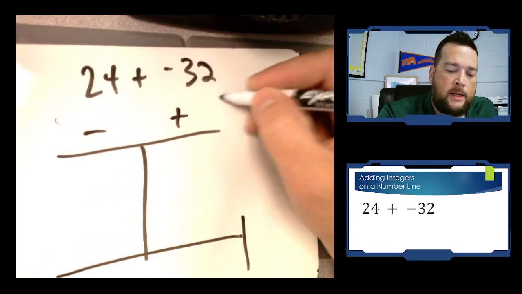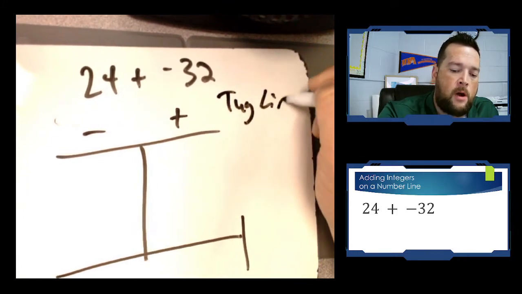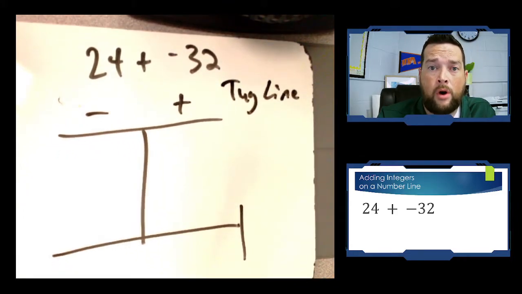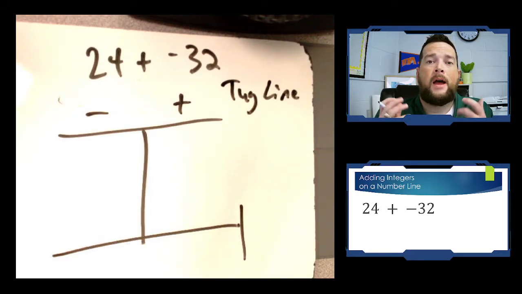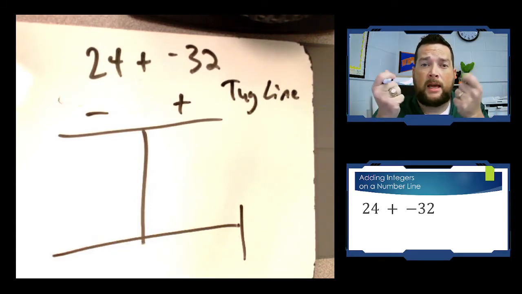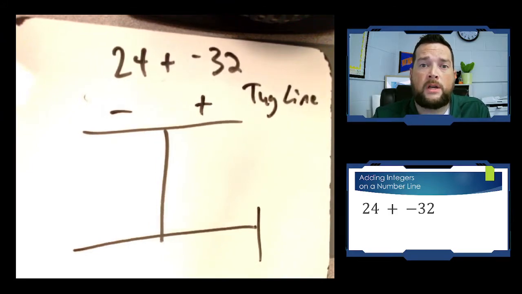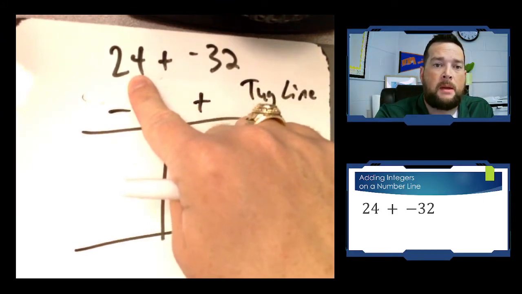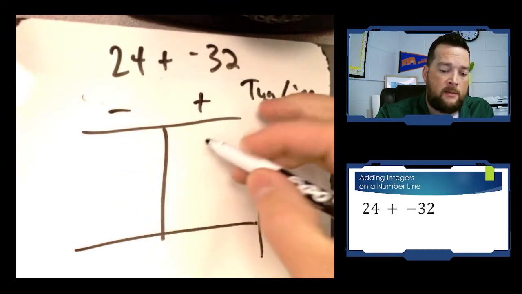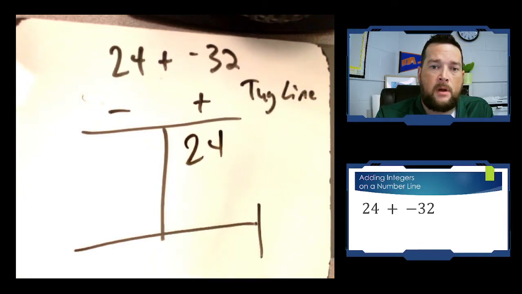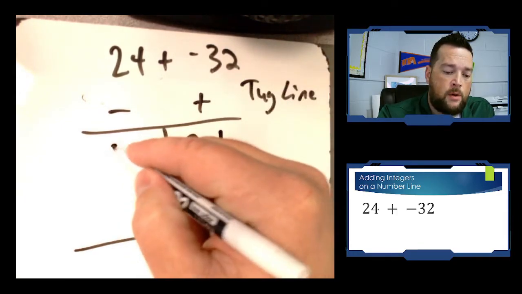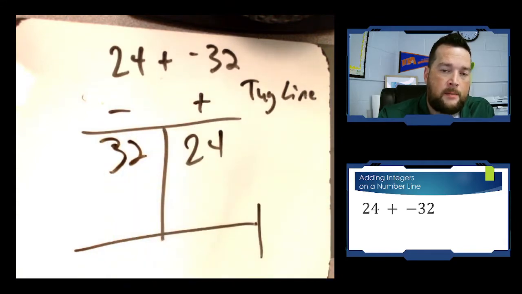So this is called a tug line. This comes from the concept of a tug of war, which, you know, adding negative numbers is like a tug of war, all right? So we're going to start out by putting the numbers on what team they belong to. 24 is positive, so it goes on team positive, right? 32 is negative, so it goes on team negative right here, all right?